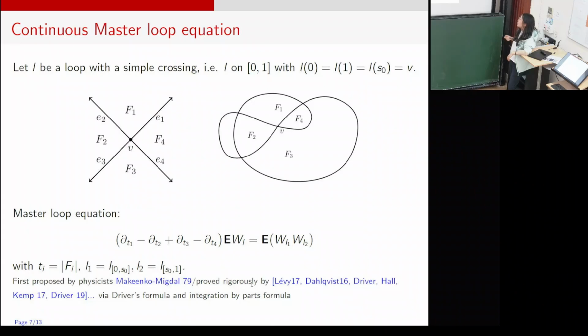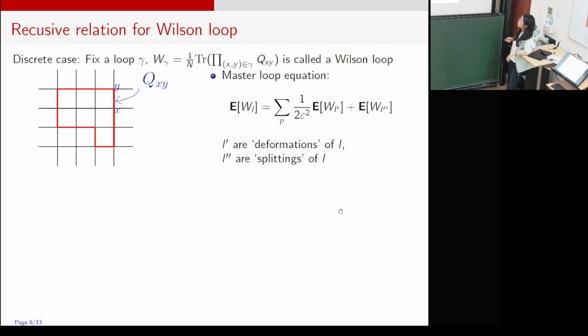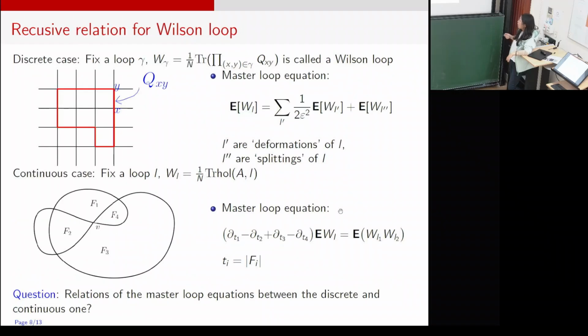So when we started to learn this master loop equation and prove the discrete master loop equation, one question for us was: what is the relation between the discrete one and the continuum one? This is our discrete one. This is our Wilson loop, we have the expectation of the Wilson loop, and on the right, we have this deformation part.